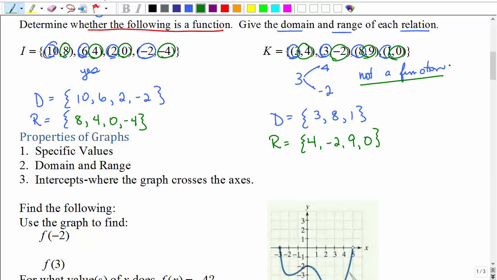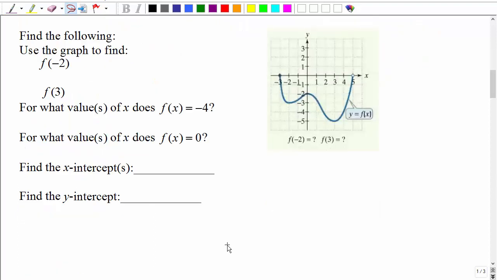So now we're going to look at some properties of graphs. We're going to look at how we find some specific values, how to find the domain and range, and then how to find the intercepts, and that's of course where the graph crosses the axes, the x and the y axis. So let's look at this graph to find these certain values. What is this asking us? It's asking us when x equals -2, what is y?